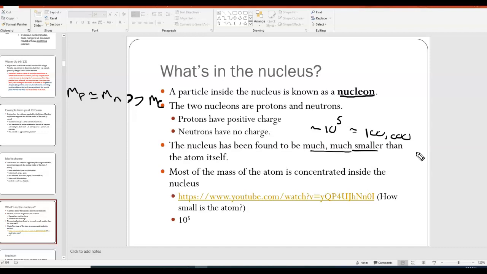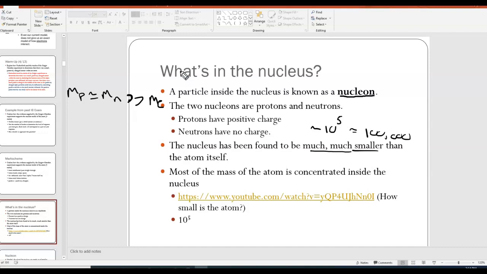That's where it gets its name from. Thousands of years ago, we thought the atom was the smallest possible piece of matter in existence, and we now know that there's something smaller than the atom, which is already very, very small, and that is the nucleus, which can be 100,000 times smaller than the atom itself. The vast majority of the mass of the atom is concentrated inside the nucleus. By the way, this 100,000 term, of course, is not a hard number. That's just an order of magnitude estimate.